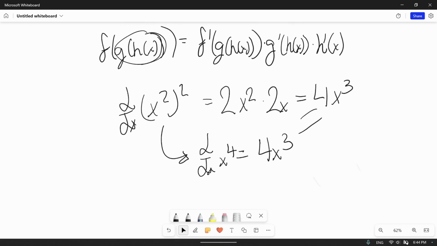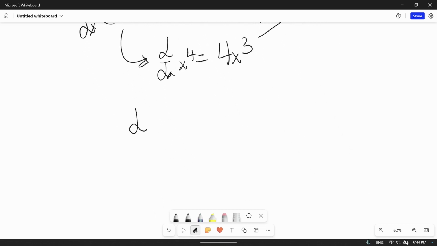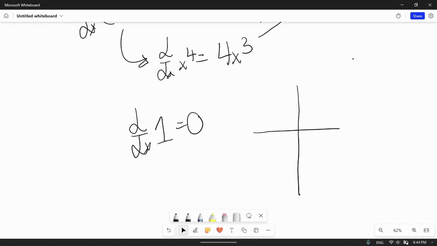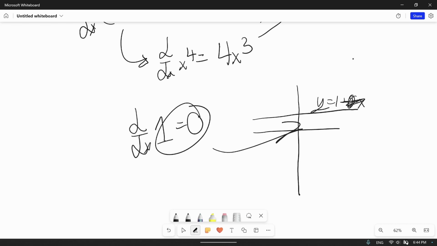But I just want to show you guys some other things. If you take the derivative of a constant, it's going to be 0. But why? We know that a derivative is the rate of change, which is the slope, right? So if we have a constant such as 1, the line is y equals 1 plus 0 times x. So the slope is 0, and thus the derivative is 0.